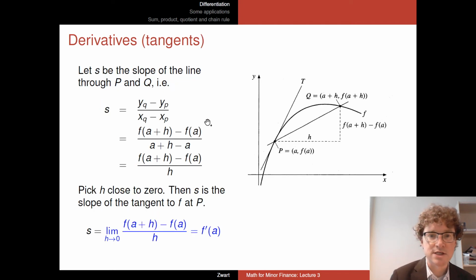So here I did this actually. It was this expression here. And what I now want to do is pick this h as close to 0 as possible. If I take this horizontal movement h really small, or in other words, if I take the limit as h goes to 0 of that particular expression, that by definition is the slope of the tangent to f at P, or in other words, the derivative of this function f at the point P, or at the x-coordinate a, if you wish.